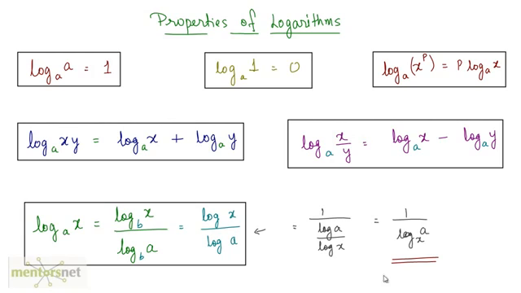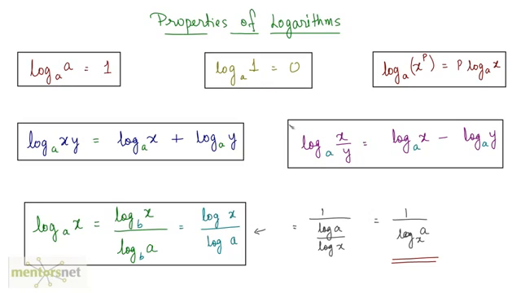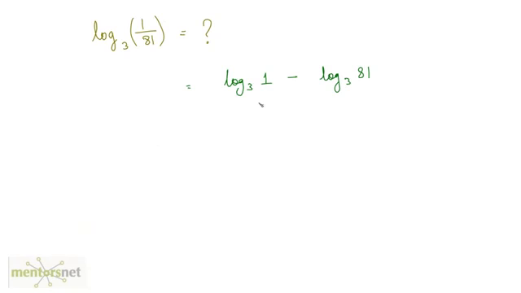Alright, let us solve one problem relating to these properties. What is the log of 1 by 81 to the base 3? Well, we can apply a property of logarithms here. This can be written as log to the base 3 of 1 minus log to the base 3 of 81, isn't it? This property, right? Log to the base a, x by y is equal to log x to the base a minus log y to the base a. So we have used this property.